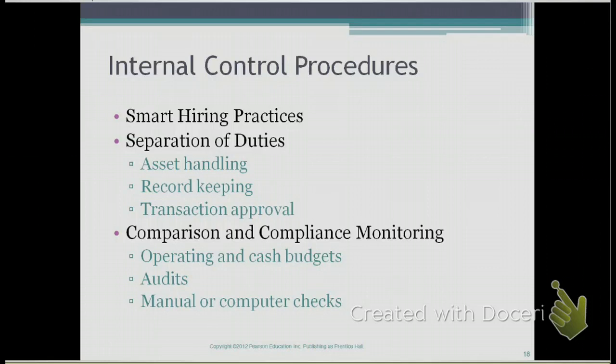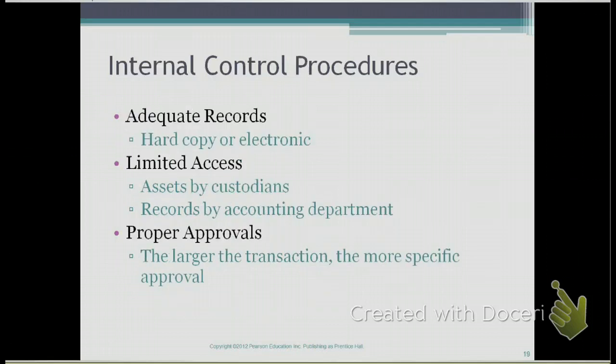The next control procedure is comparison and compliance monitoring. This deals with performing reconciliations, which we'll talk about later, performing audits, specifically internal audits, and manual or computer checks. Somebody will physically check somebody else's work, and there are computer checks that are built into the systems that do comparison and compliance monitoring.